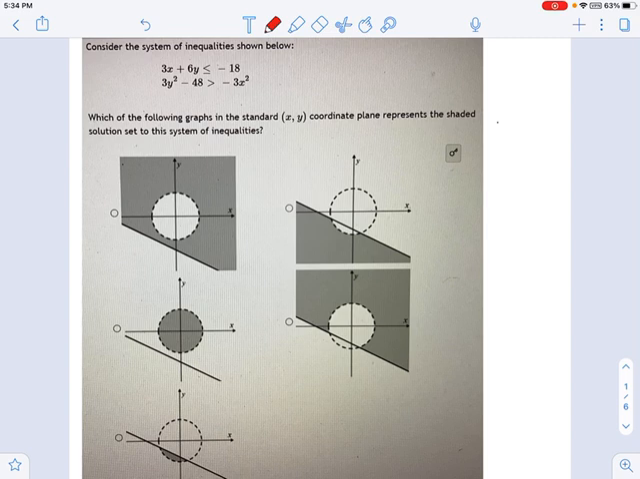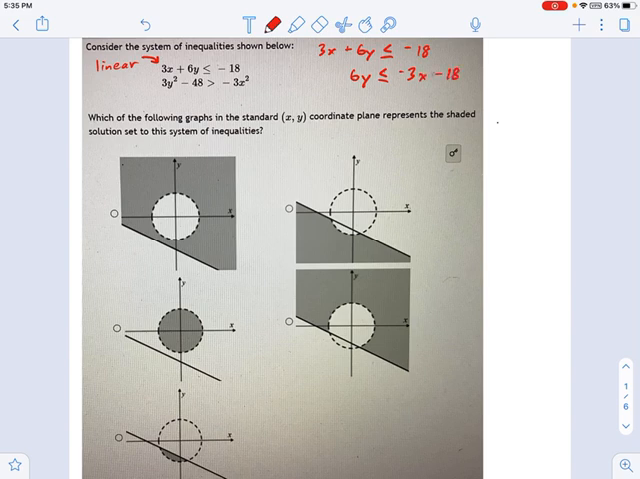This one, right here, is linear. It's just a line type inequality, and we could rearrange that into y equals mx plus b form. And I'm going to say, okay, what do we have here? 3x plus 6y is less than or equal to negative 18. Well, let's rearrange that and make it 6y is less than or equal to negative 3x minus 18.